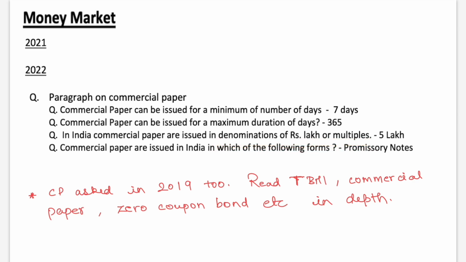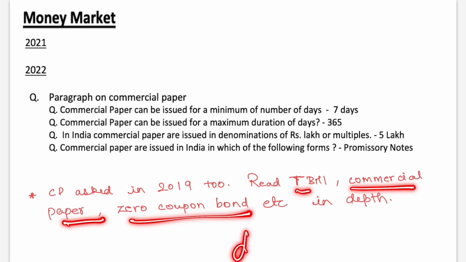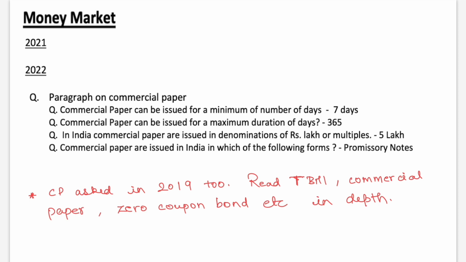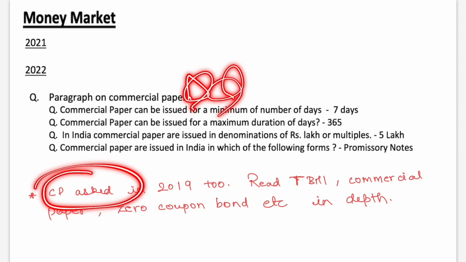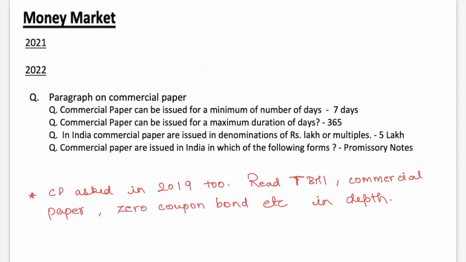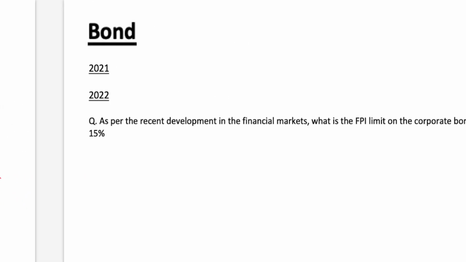So by seeing this question we can say you have to read T bills, commercial bill papers, zero coupon bonds in depth, because अगर आपको नहीं पता होगा 7 दिन तो आप ये क्वेश्चन नहीं कर सकते. And just to tell you, in 2019 also the commercial paper question was asked. So yeah, it's important, but आपको T bill, commercial paper ये सब depth में पढ़ना होगा. And they are available in the static. So yeah, it's mentioned in the syllabus.